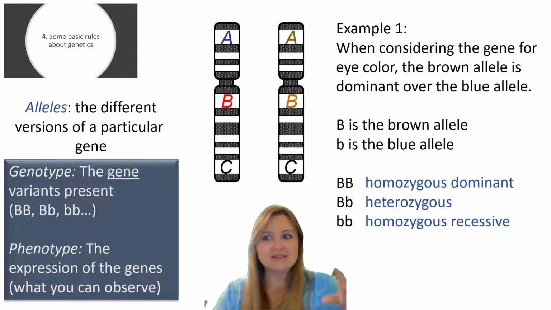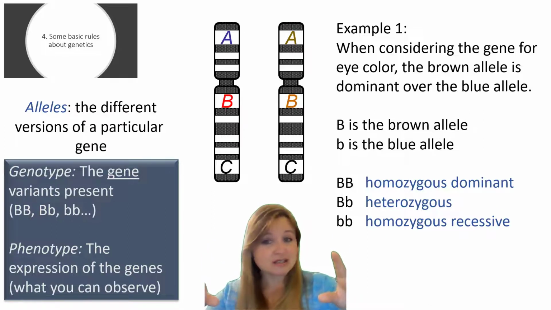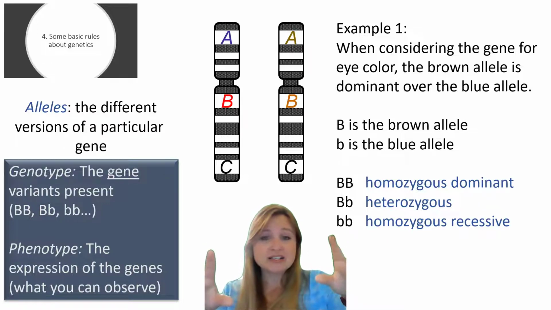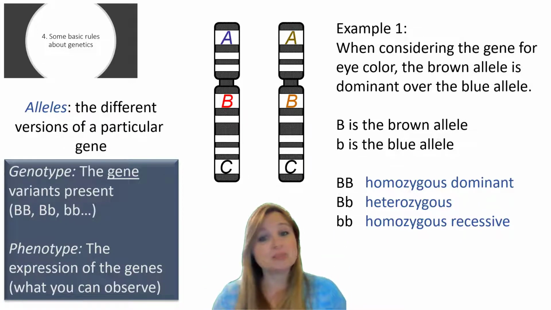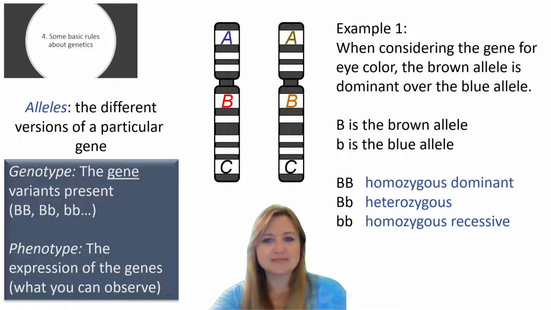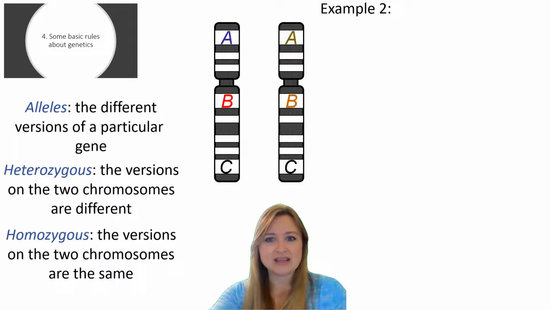So the cool thing about this is that you might have two people with the same phenotype, but they might have a different genotype. And this is a great example. You could have two people with brown eyes, right? That's their phenotype. But this person might be homozygous dominant, big B, big B, and this person with brown eyes might be heterozygous. They might have a recessive blue allele as well. It's just being masked by the dominant brown allele that they have. Let's do another example. Okay, here's example 2.